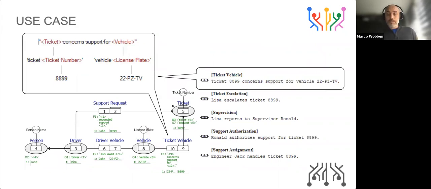The ticket vehicle, the ticket 8899 actually concerns support for the vehicle 22PZTV. And I just go through the process of structuring the information that is stated in these fact expressions. And by doing so, I can actually visualize that structure by adding more elements into the diagram. And in comparison to the previous one, the only new information building block being added to this diagram is the ticket vehicle itself, because I already had vehicle and I already had a ticket.